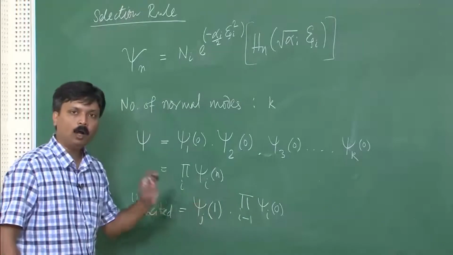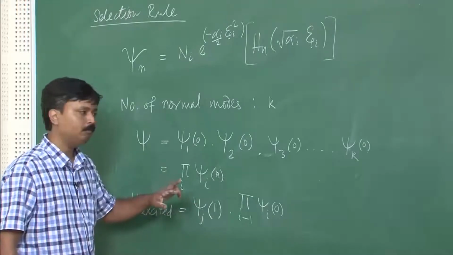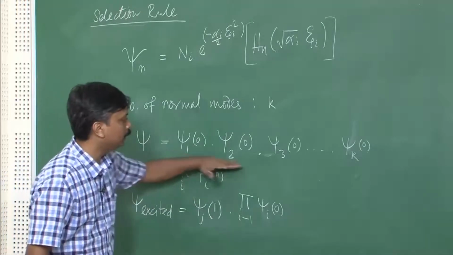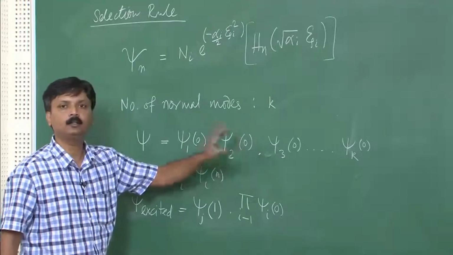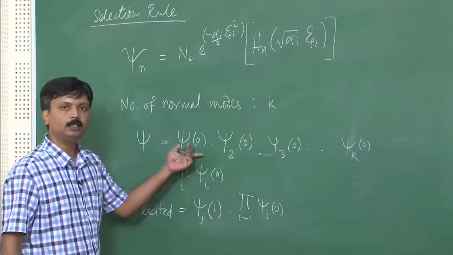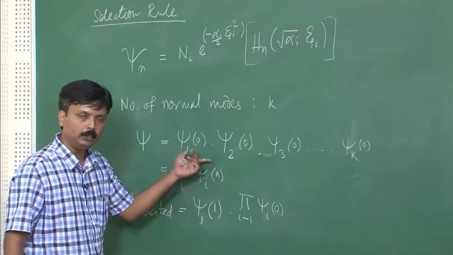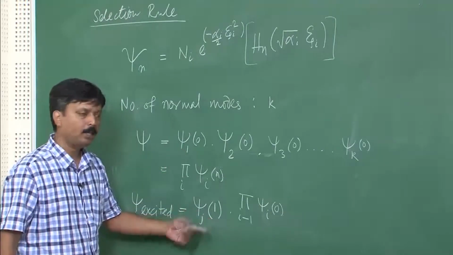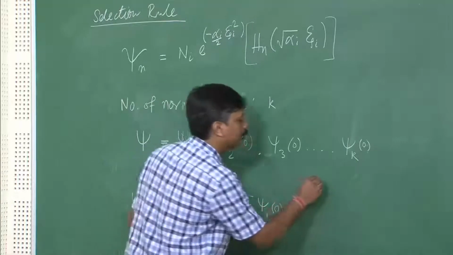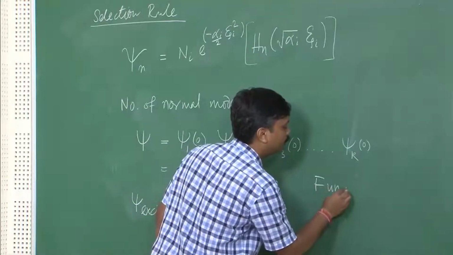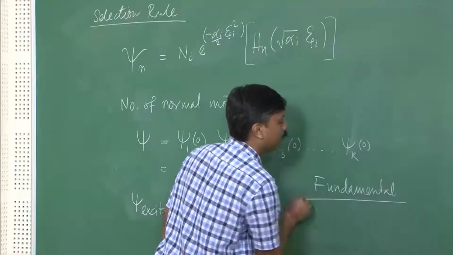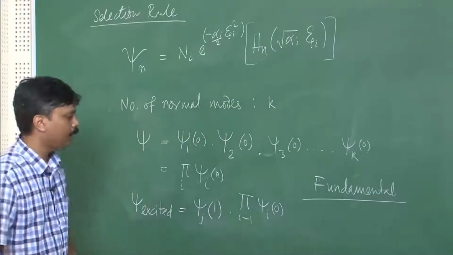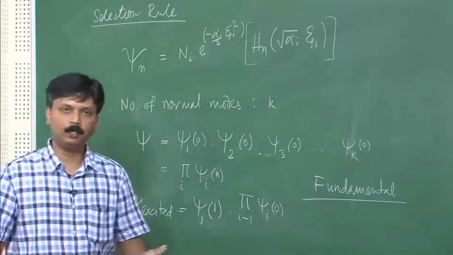This means that one of the normal modes, the jth normal mode, has made a transition from state n equals 0 to n equals 1. This type of transition is known as a fundamental vibrational transition. There are other types of transitions.